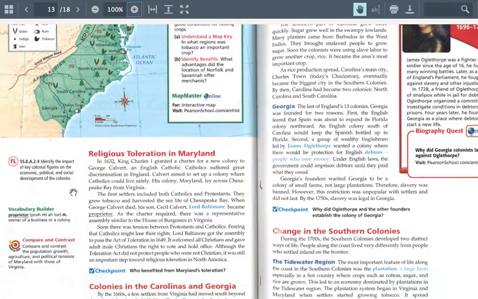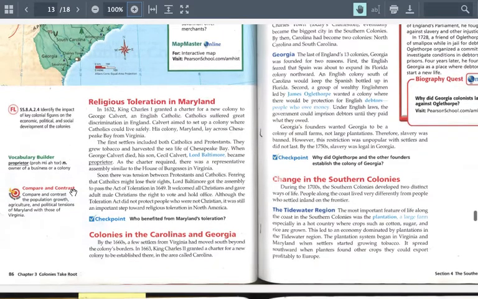It did not protect the non-Christians, though. So, of course, Native Americans aren't going to be protected. Many of the slaves are not going to be protected and things like that. But that's pretty much Maryland as it becomes a colony.